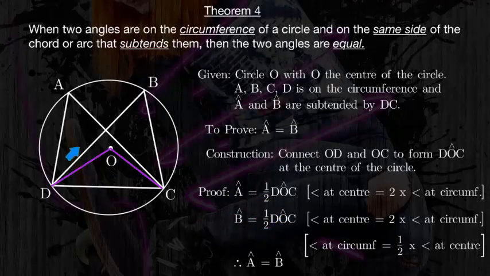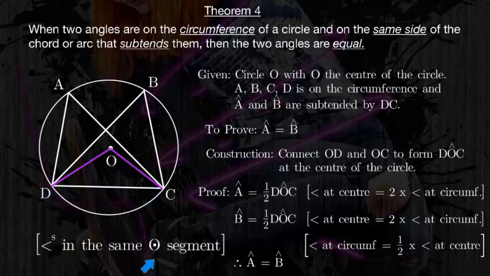Excellent. Now when we have an angle on the circumference and another one on the circumference which are subtended by the same chord or arc, we can use the following abbreviation. We can say angles in the same circle segment. So when you see this, we use this abbreviation. Now let's go and look at another example that comes from this theorem.